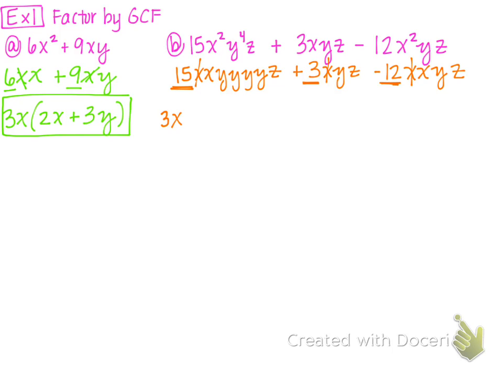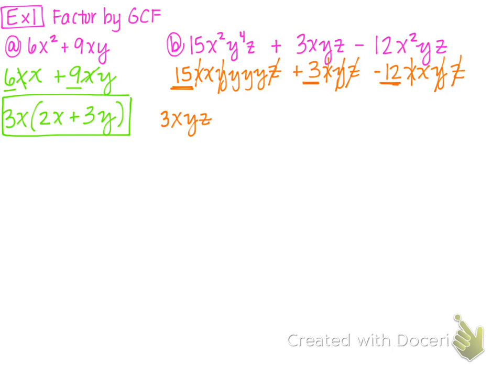Now let's take a look at our y's. Each term has one y in common, so pull out a y. And then take a look at our z's. We have 1 z, 1 z, and 1 z. So each term has one z, so I'm going to pull a z out and cross them out of our terms.